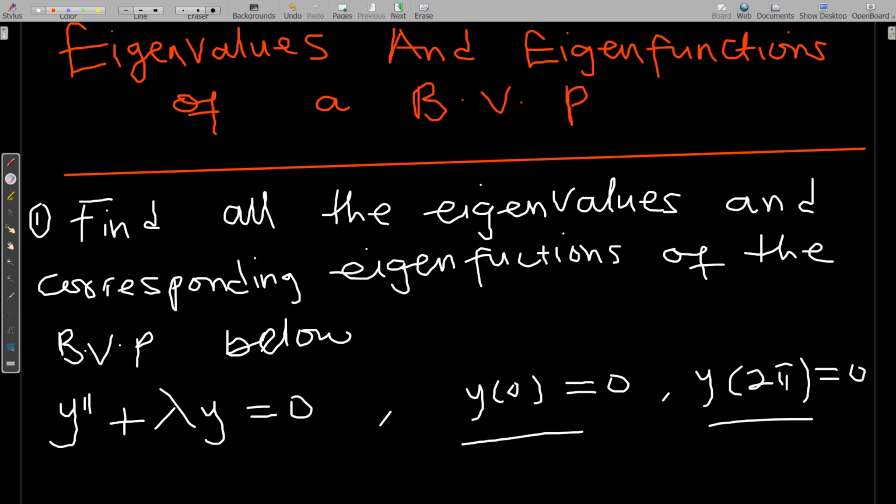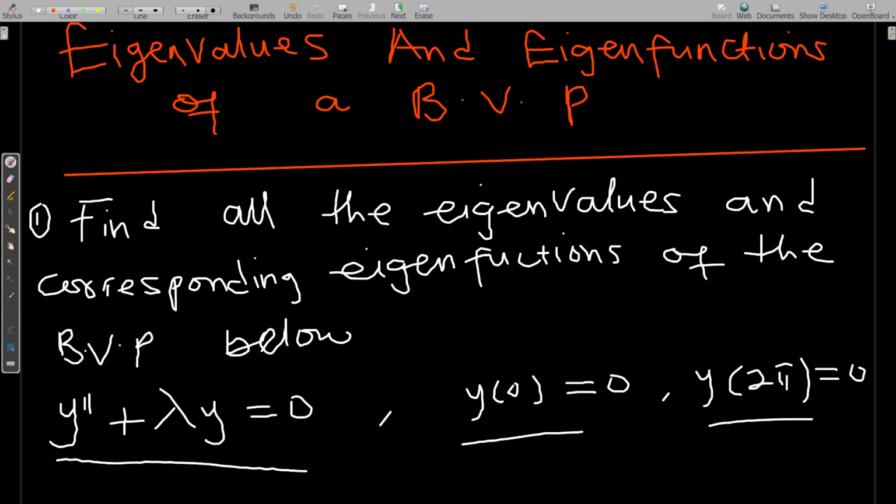Alright, so after explaining these steps, let's get to the working. To solve this, we have an eigenvalue problem that looks like this: y prime prime plus lambda y equals 0, subject to the boundary conditions y of 0 equals 0 and y of 2 pi equals 0.